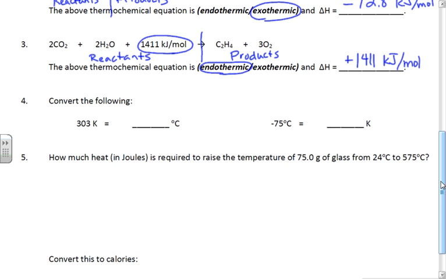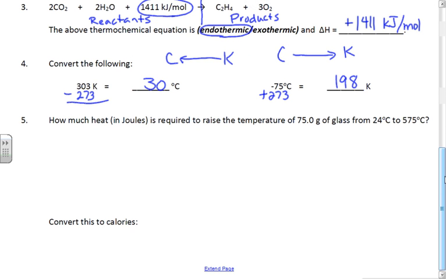If we want to convert between Kelvin and Celsius, remember if you're starting at K and you want to get back to C, we're going to have to subtract. So we take 273 away, and we're left with 30 degrees Celsius. If we're starting at C and we want to go to K, it means we have to add 273, and we end up with 198 kelvins.